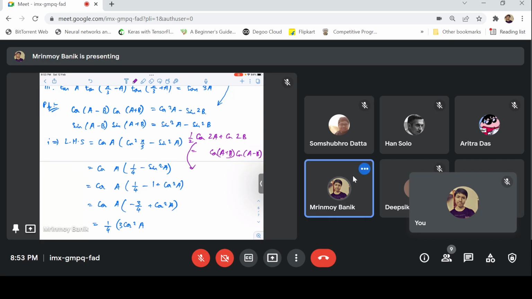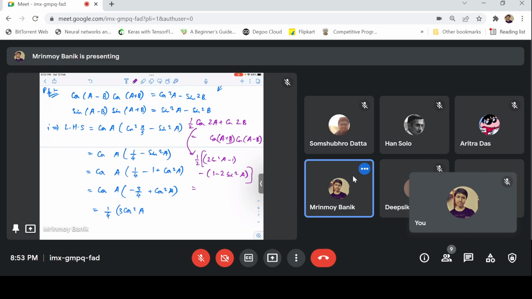So what is cos 2a? 2 cos square a minus 1. Cos 2b is 1 minus 2 sine squared b. So 2 cancels out, cos square a, and 1 cancels out. And we have a negative positive sign, right? So it will be plus 1 minus 2 sine square b. Yeah, sorry. Yes, sir, got it.